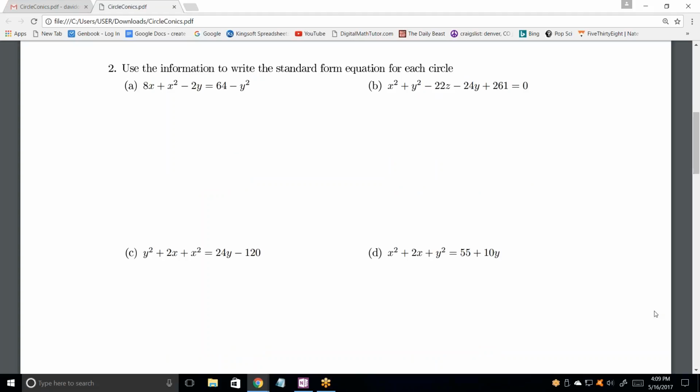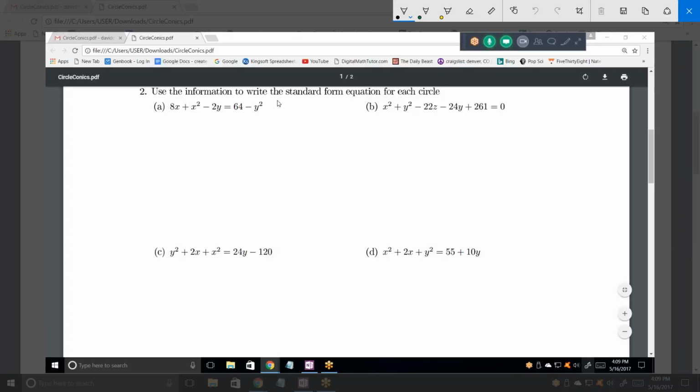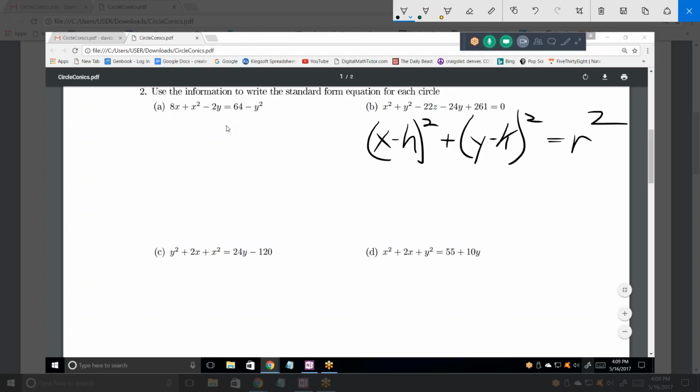Now, these get a little tougher here. In other words, they're not giving it to you in the form that you want it. Remember what our form is. Our form is x minus h squared plus y minus k squared equals r squared. Well, they didn't give it to us in that form, and we can take this polynomial that they gave us and put it in this form.